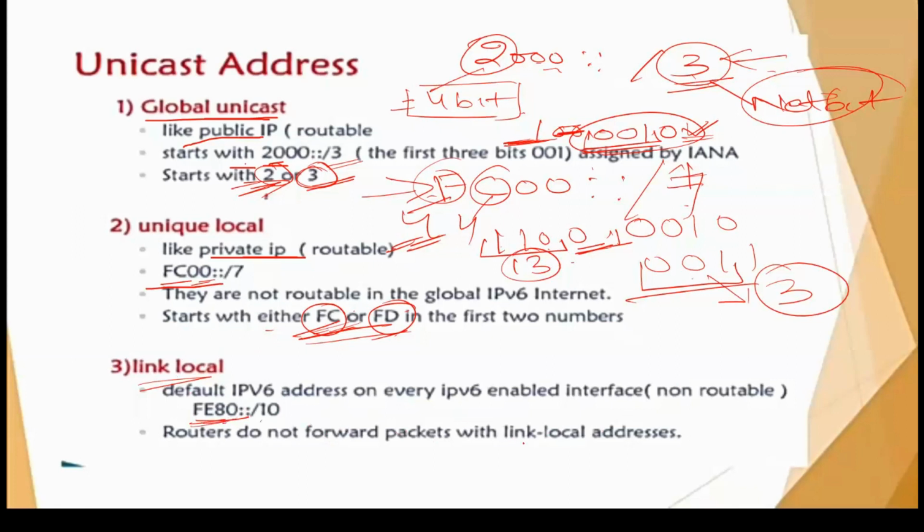That means if you see here, FE80 means what? We can write it like this: FE80 colon colon and then slash. After this colon colon, you can write any word or it can be 0 also. And 10 means what?